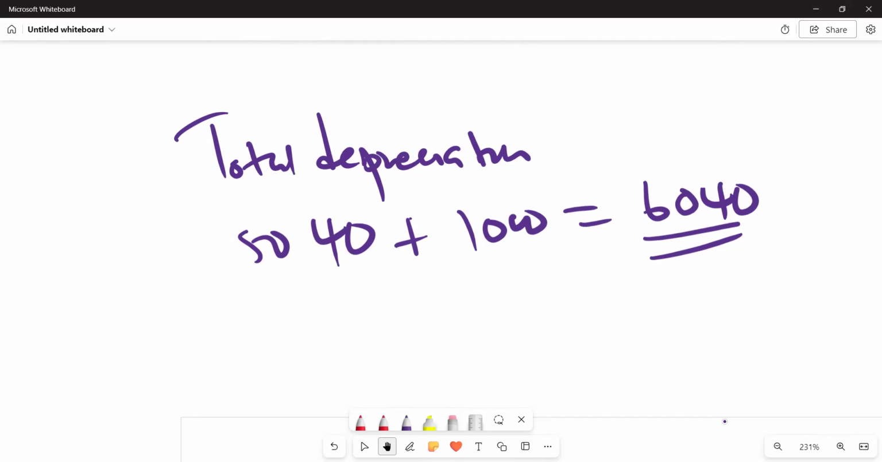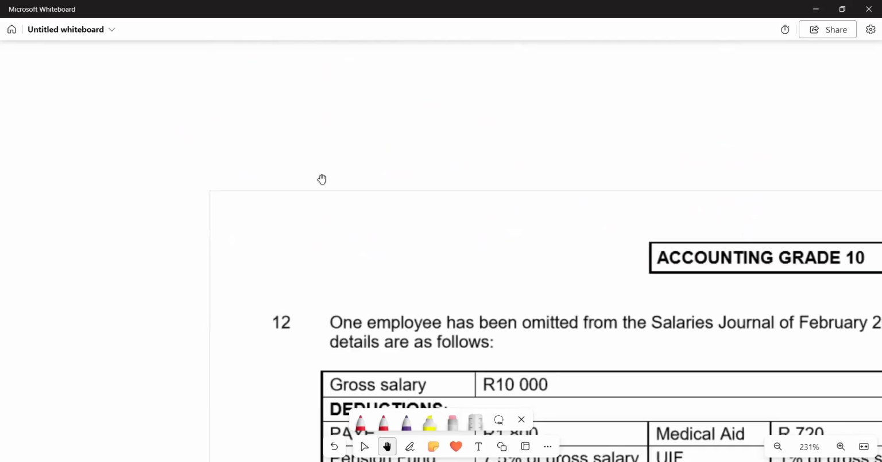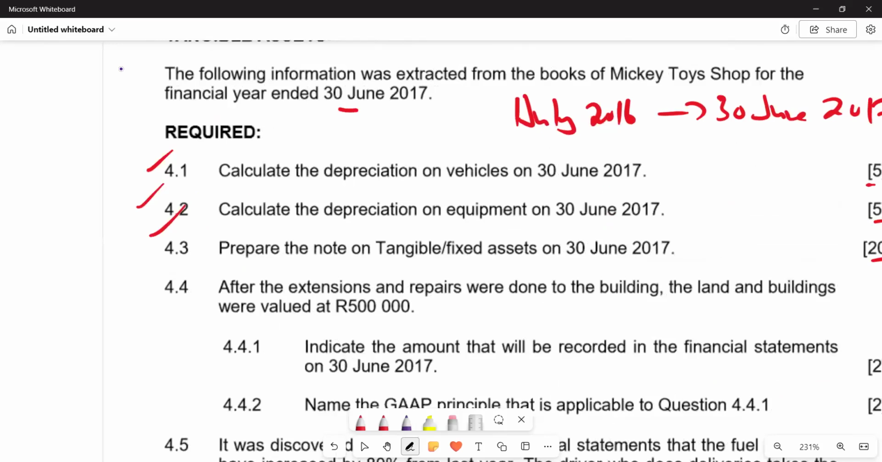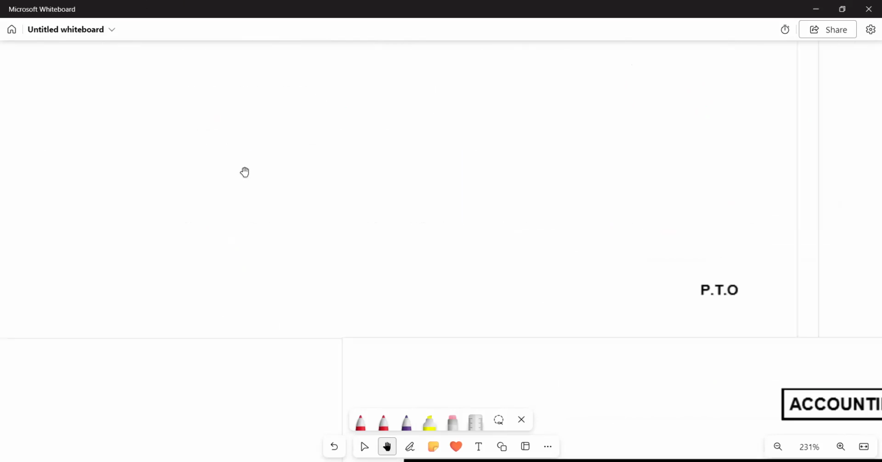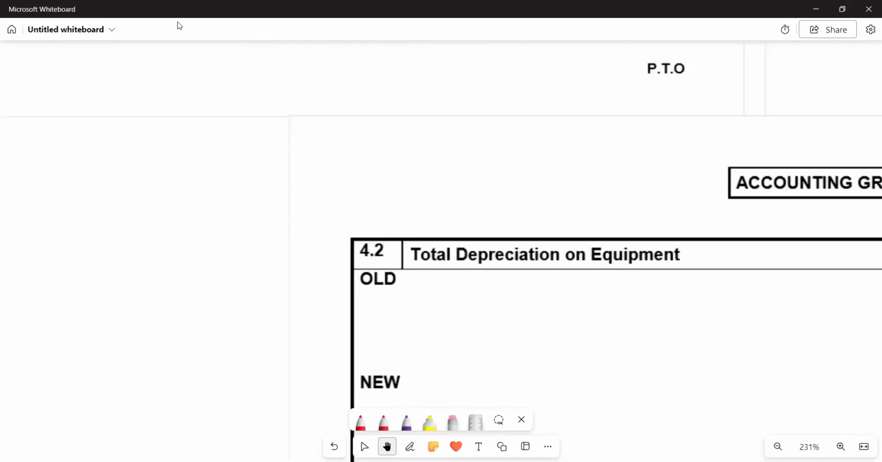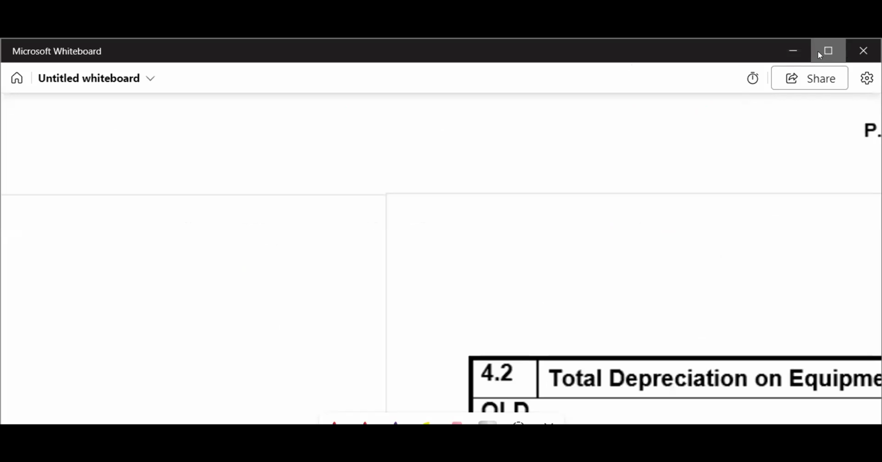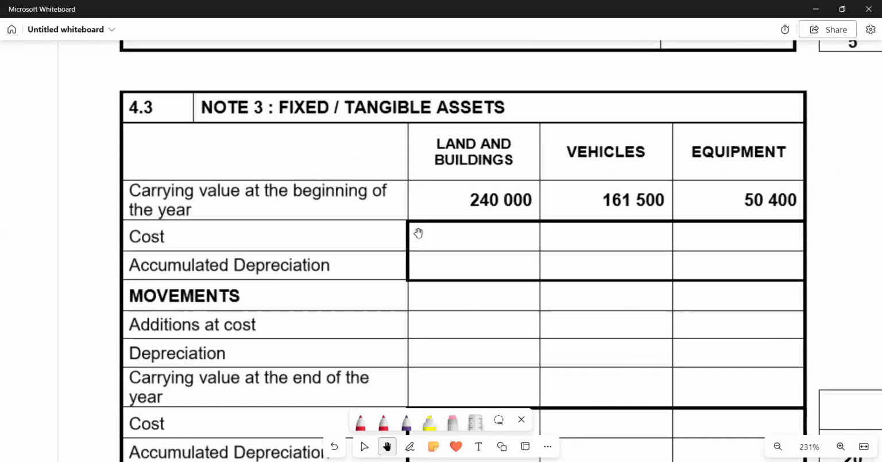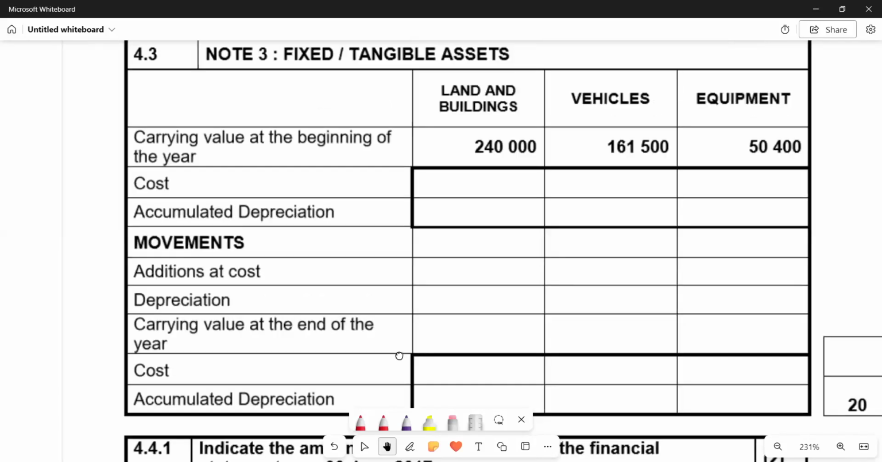Then I will go to the second part of the question now. On the other part, which is the third part, we are going to prepare the note on tangible assets on 30 June 2017. So we can go to the other section and see the note that we are going to fill in, as given in the other book. We are here. We've got some figures that are pre-entered in terms of carrying value at the beginning. Those are the only figures that are pre-entered on the note.